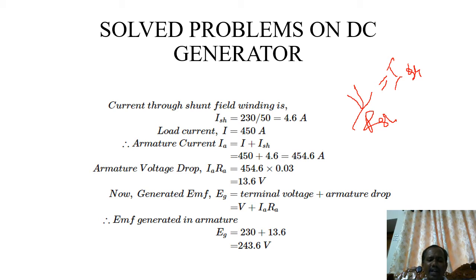The generated EMF EG is equal to terminal voltage plus armature drop. EG is equal to V plus IA RA. What is V? It is given in the problem. V is the terminal voltage, that is 230 volts. Drop in the armature is 13.6 volts. Now you will get the EMF generated in the armature EG is equal to 230 plus 13.6, that is 243.6 volts.